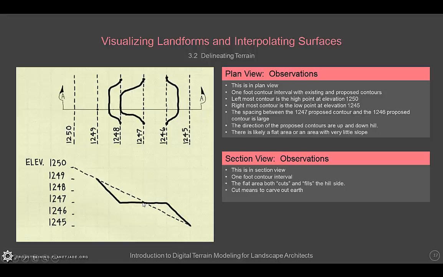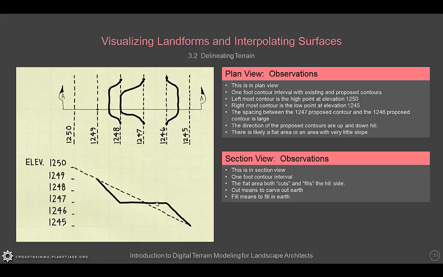So cut means to carve out earth, and fill means to fill in the earth. So we have both situations going on here. And just going back to this diagram here, as a landscape architect, you definitely want to try to balance your cut and fill as much as you possibly can.